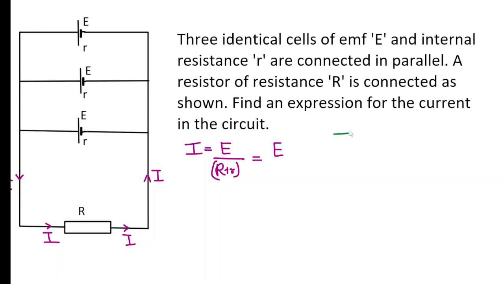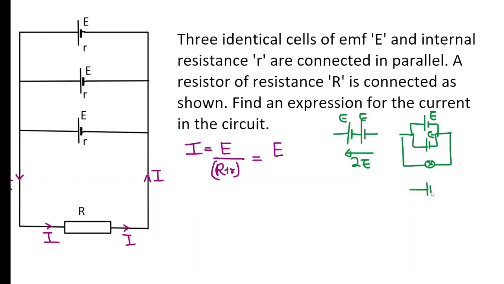If you think about two cells of EMF E that are connected in series like that, then if that is E, this is E, then the overall is 2E. However, when you have a parallel combination like that, the EMF provided by both of them is still E. So one might ask, what's the difference between a single one like that and this one above it?